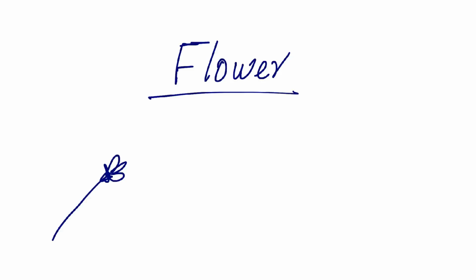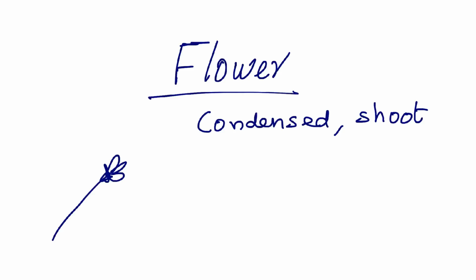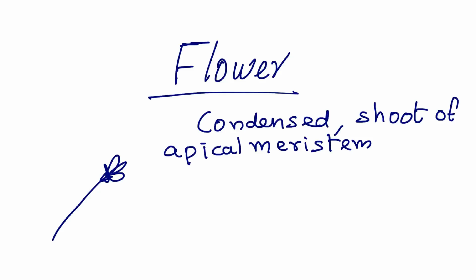Let's start with the flowers, one of the most interesting parts of a plant which we all love very much. So what exactly is a flower? A flower is a condensed shoot of the apical meristem of Angiosperms, and this shoot is specialized for sexual reproduction. So that is the key point about a flower.